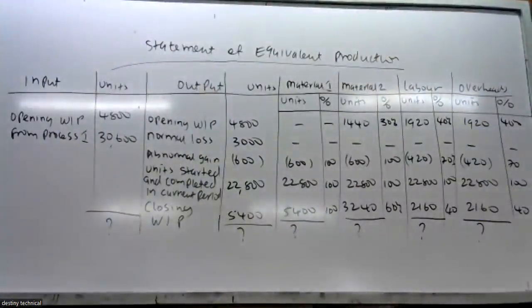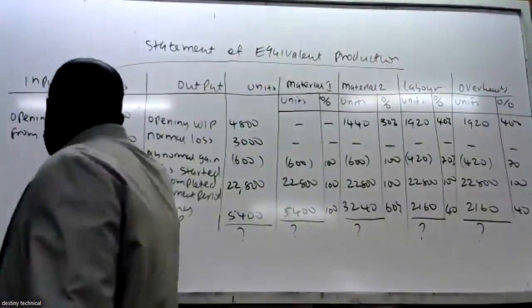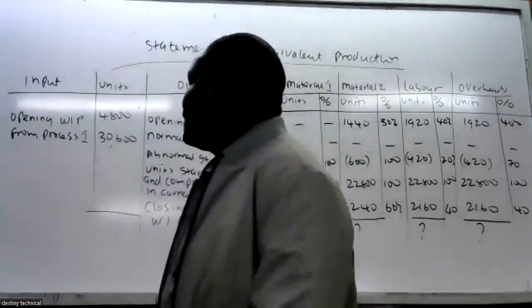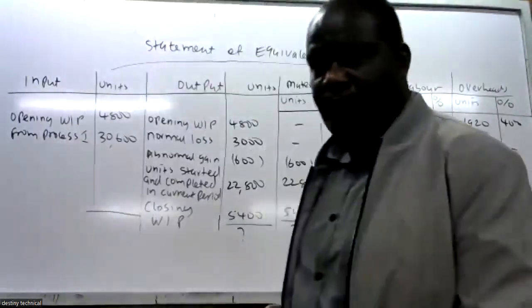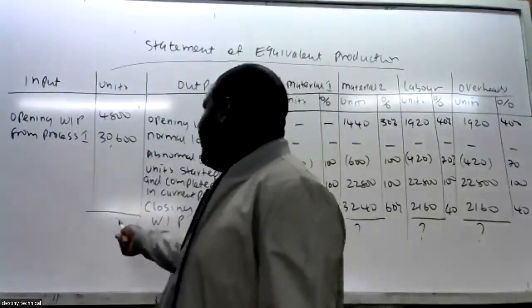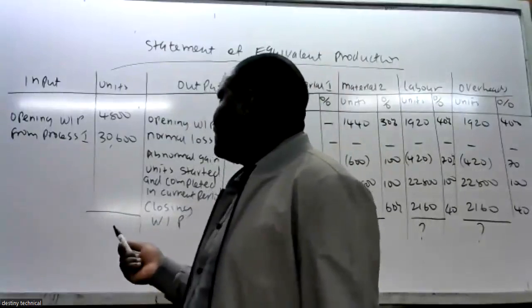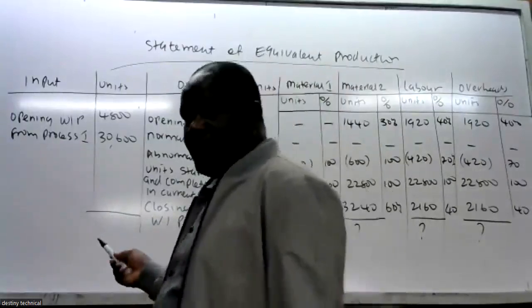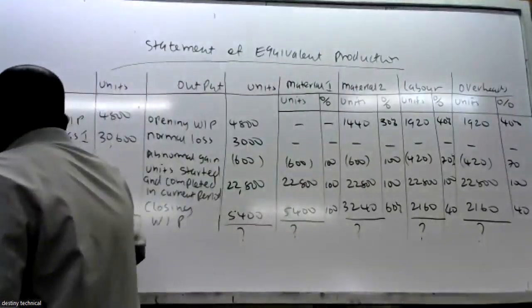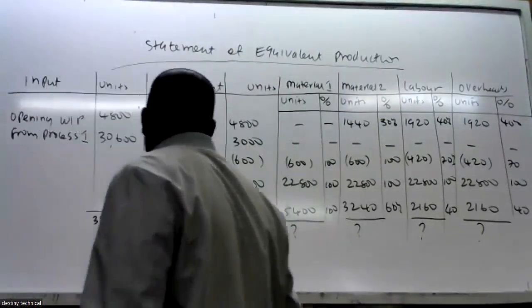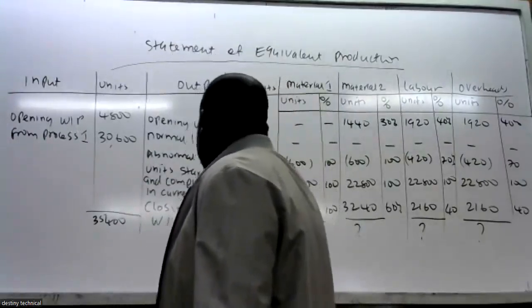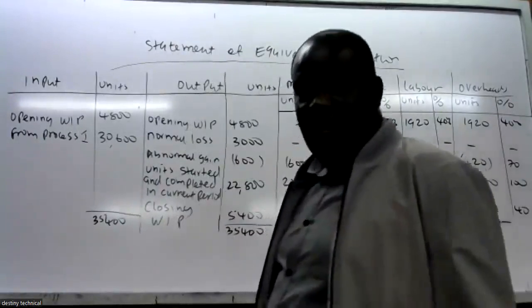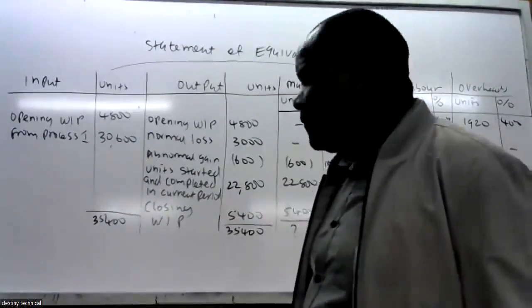So, what are the figures? This first one, which value are you getting here? So this one is 35,400. So this one must also be 35,400. I hope it is also 35,400.